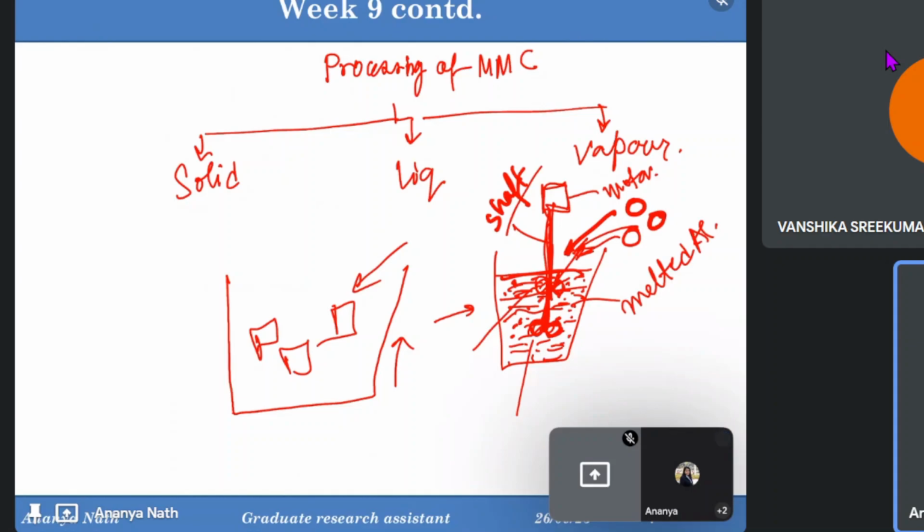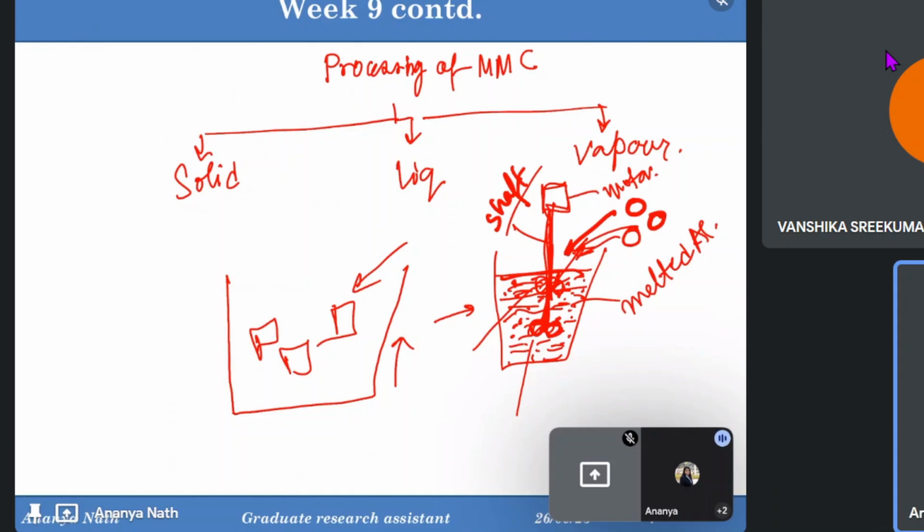Stirring speed is also important, because it should have an optimal value. The stirring speed should not be so low that proper mixing is not taking place and the particles get agglomerated before being stirred, and it should also not be very high, otherwise there will be turbulence in the melted aluminum. Accidents may happen. So these are some precautions.